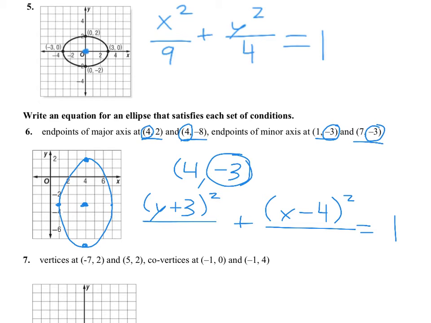Alright, how far did we go in the major axis direction? From here to here, how far was that? That was 5 units in length. So underneath y, we take 5 and we square that. That's 25. Alright, how far did we go to the side? So from here to one of the sides, that looks like 3 units. So underneath the x, since we went 3 units to the side, we square that, we put a 9.